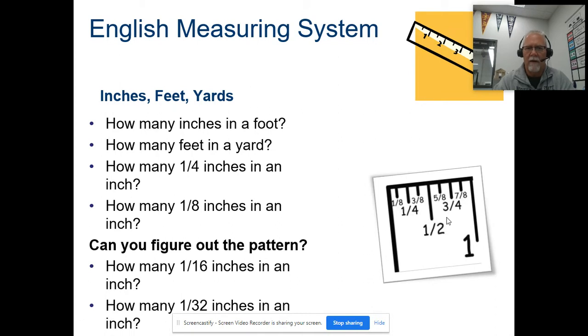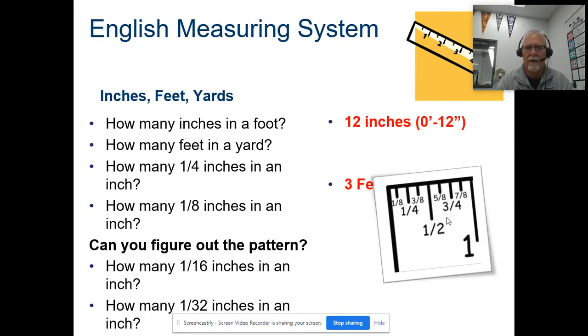All right, so we are talking about the English measuring system, dealing with inches, feet, yards, something we're all very familiar with. We start asking the question, how many inches are in a foot? Well, from our basic math class, we know that there are 12 inches in a foot. How many feet are in a yard? How many quarter inches in an inch? How many eighth inches in an inch? Can you figure out a pattern that's going on here?